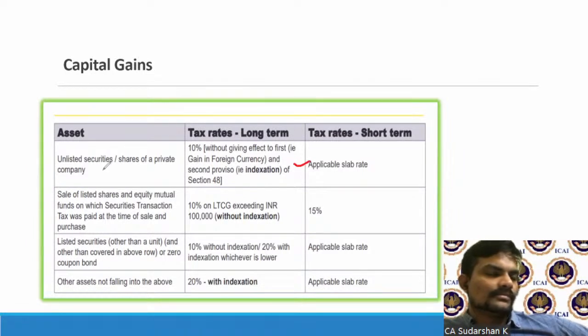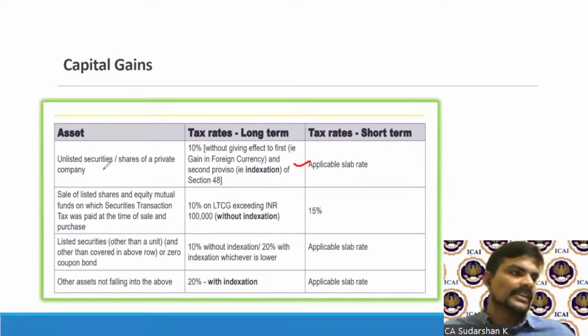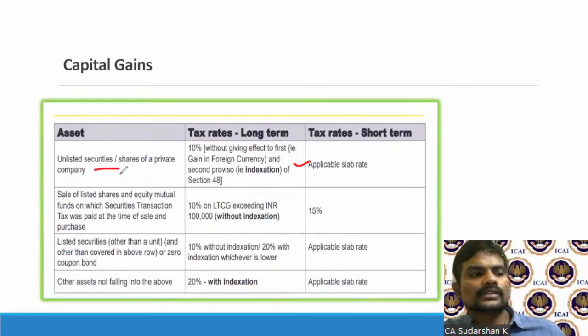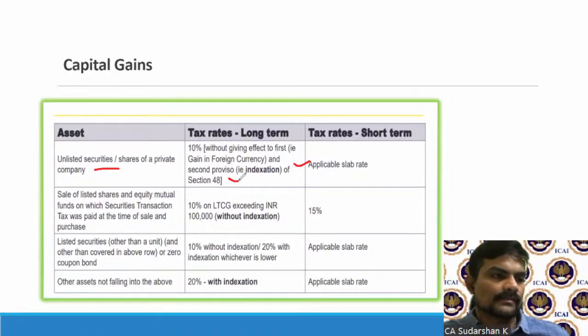So this is something you're all familiar with. If it's long term, maybe just to refresh our memory. If it's a sale of unlisted securities or shares of a private company, then the tax rate under section 112 will be 10% without giving effect to foreign currency fluctuation and indexation. This is mentioned in section 48.